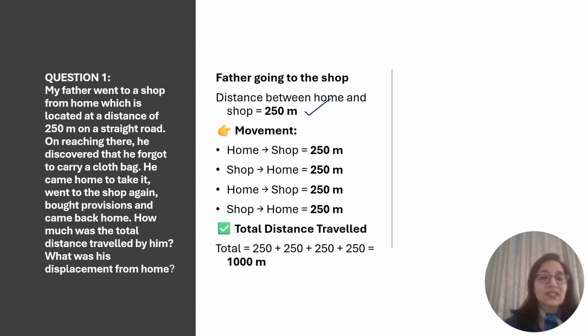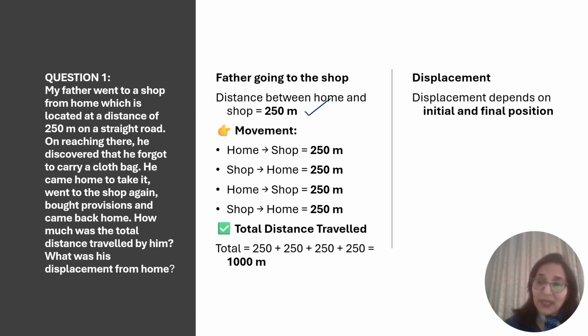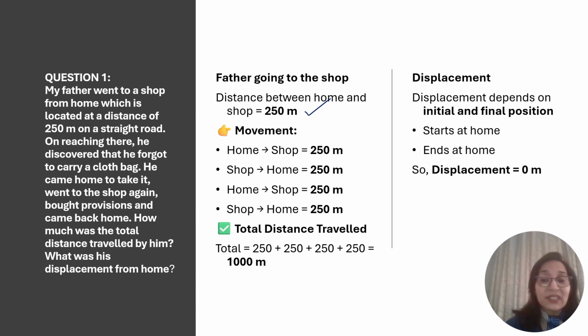Now let's see what is the next part of the question. What was his displacement from home? Now students, you need to understand what is displacement. It depends upon two positions. One is initial and the other is final. So he starts at home and he also ends at home, right? So what will be the displacement here? It will be 0 meter. Hope this question is clear.